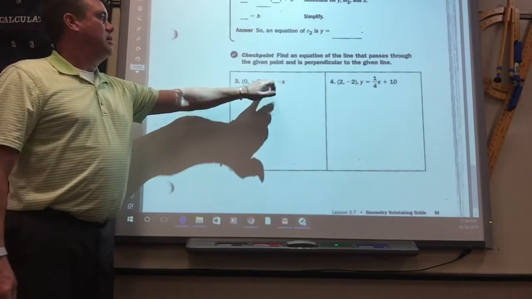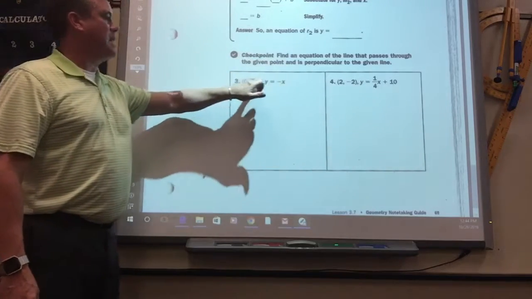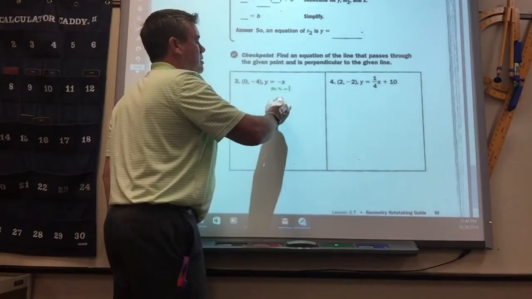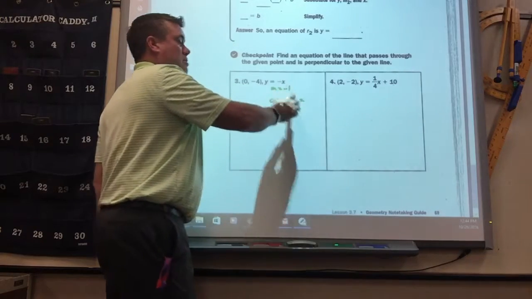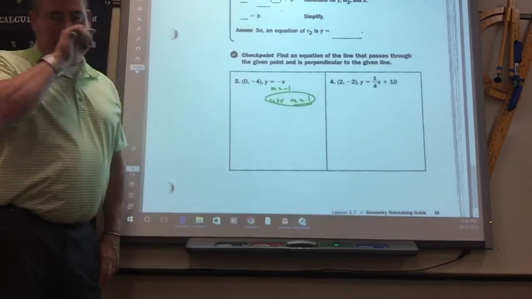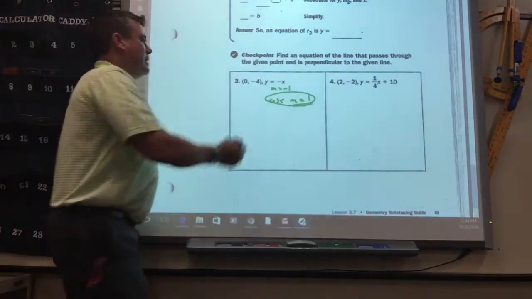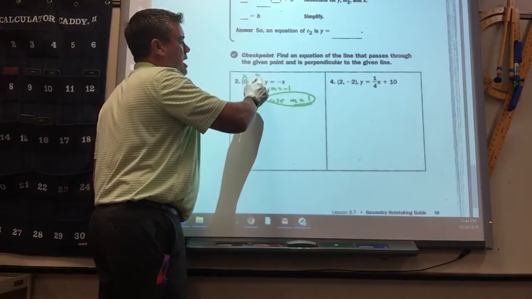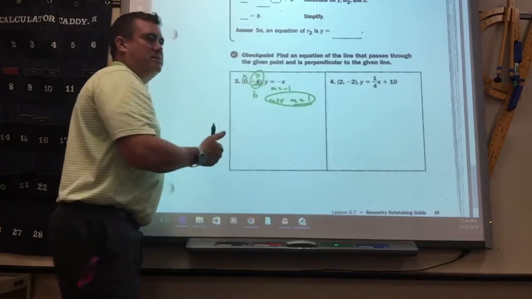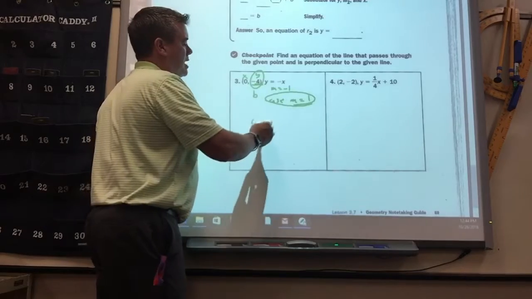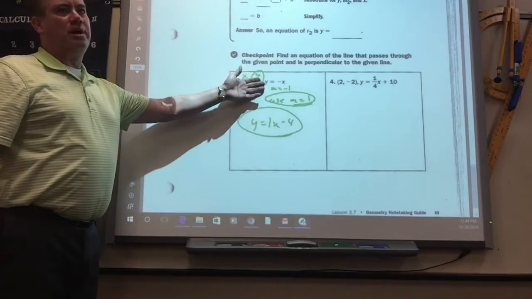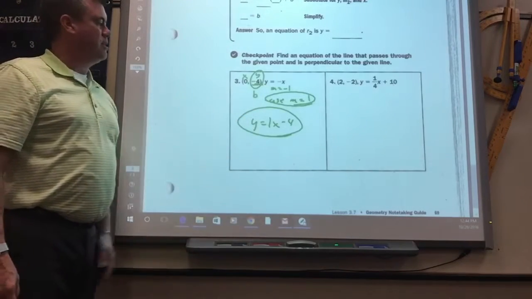Here, again, it's the same problems. It's perpendicular to this, passing through that point. This slope right here is -1. So we have to use +1. Now, this is an easy one. We haven't seen a lot of them yet, but we did last year. If x is 0 and y is -4, that's what b is. Whenever x is 0, that tells you what b is. So these are simple ones. It's just y equals 1x minus 4. Now, if you don't recognize that, you can go through and plug it in and solve it just like we did before, and you'd get the same answer.